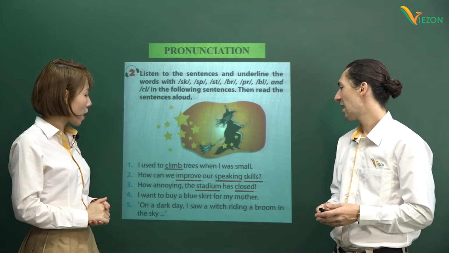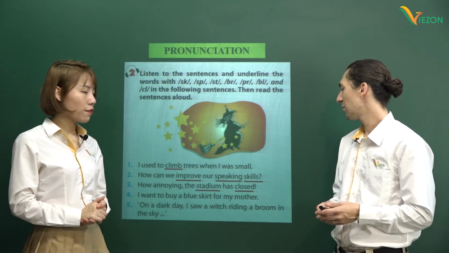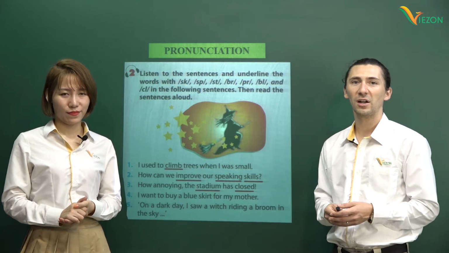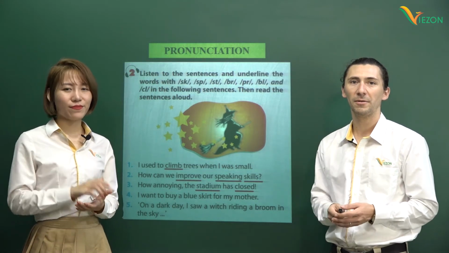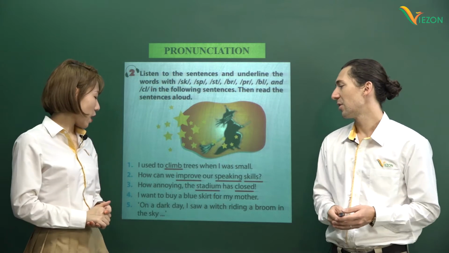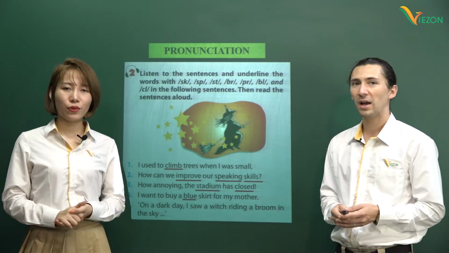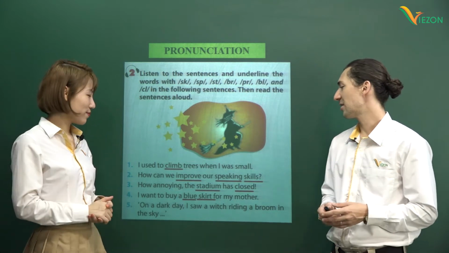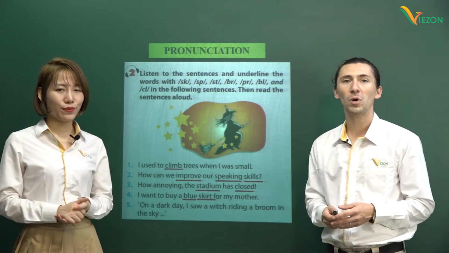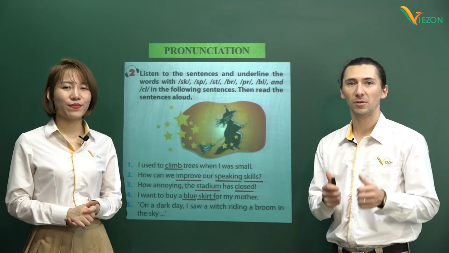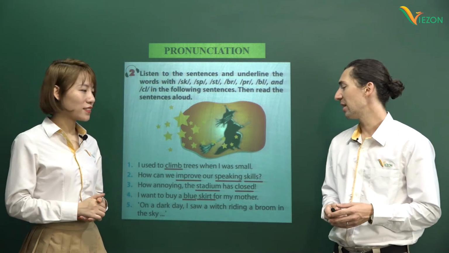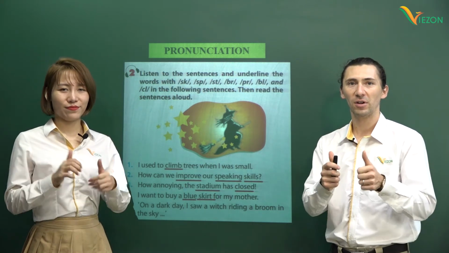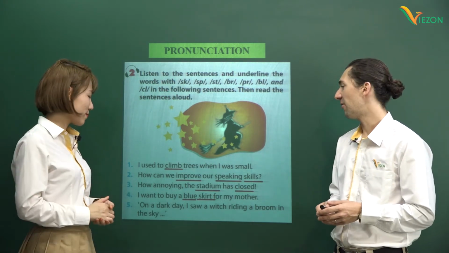Let's move on to number 4. Number 4 says, I want to buy a blue skirt for my mother. All right, here I see a couple words we can underline. So go ahead and underline them now. So if you underlined blue and skirt, you are correct. So let's practice the first one. Blue. Blue. Very good. And the second word we have underlined, skirt. Skirt. Very good.